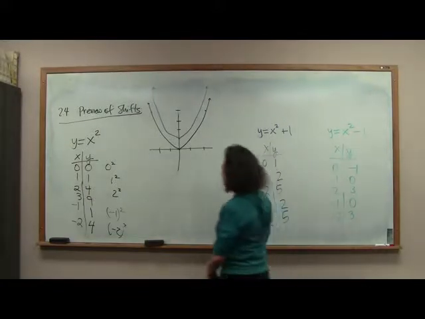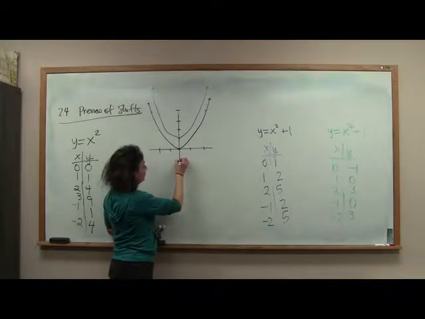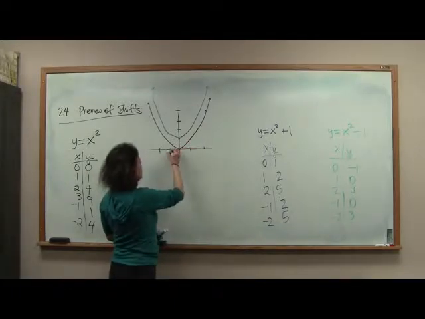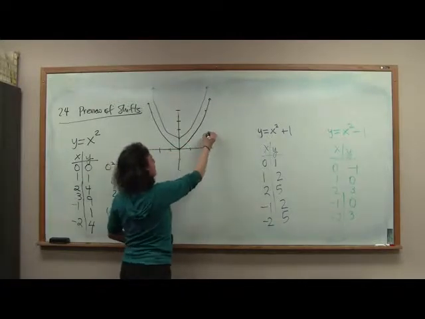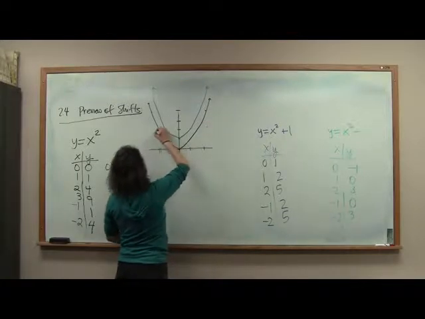So now let's plot these points. Okay, now when we're at 0, we're at negative 1. At 1, we're at 0. And then at 2, we are up at 3.